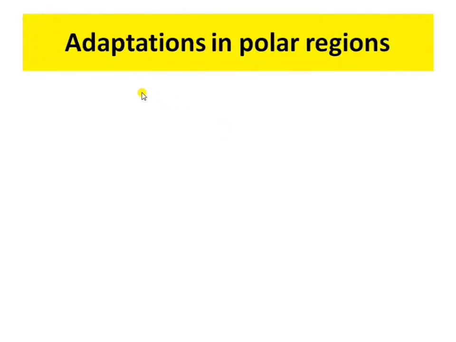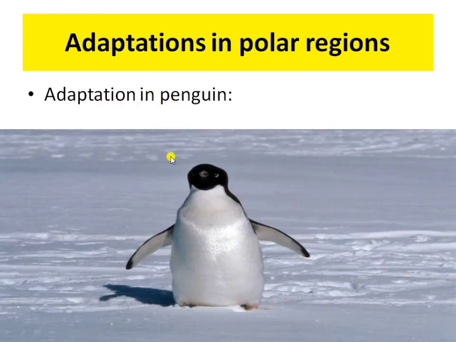So, the adaptations in polar region, adaptation in penguin. So this is a picture of a penguin. As you can see here, it is white in color in the front and black at the back. This white color merges well with the snow covered background. It has a thick skin with a lot of fat underneath that protects it from the extreme cold.